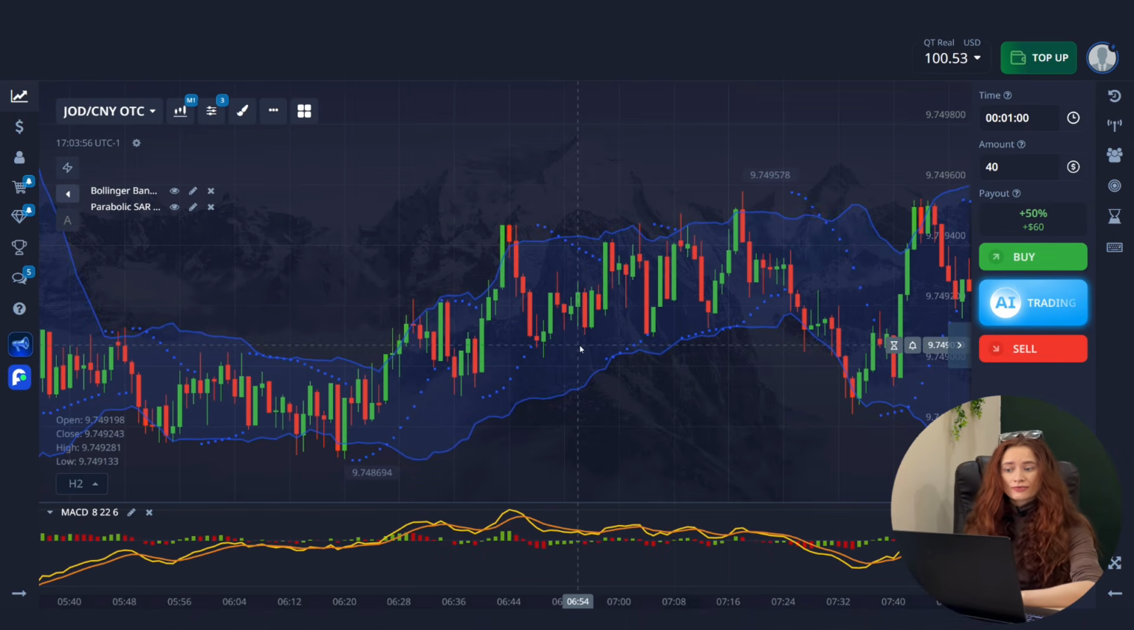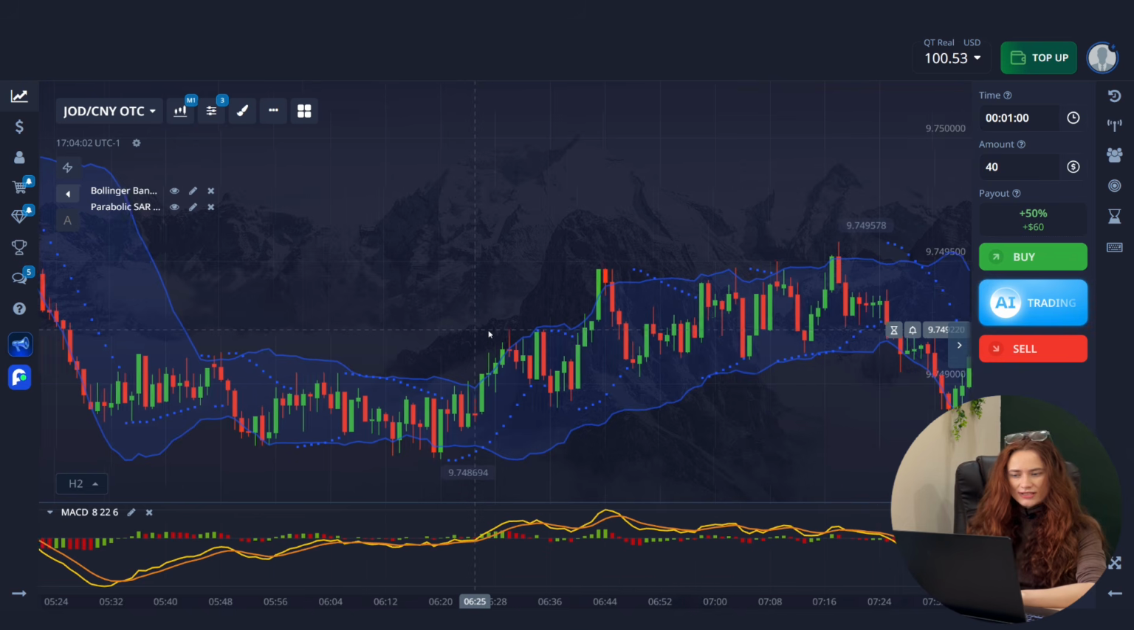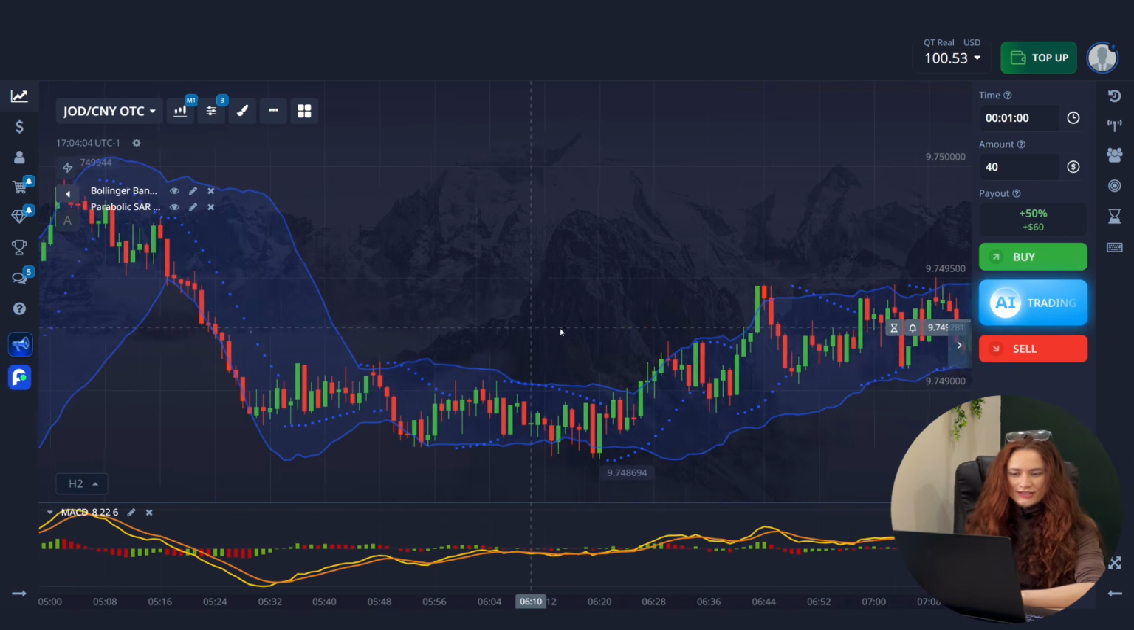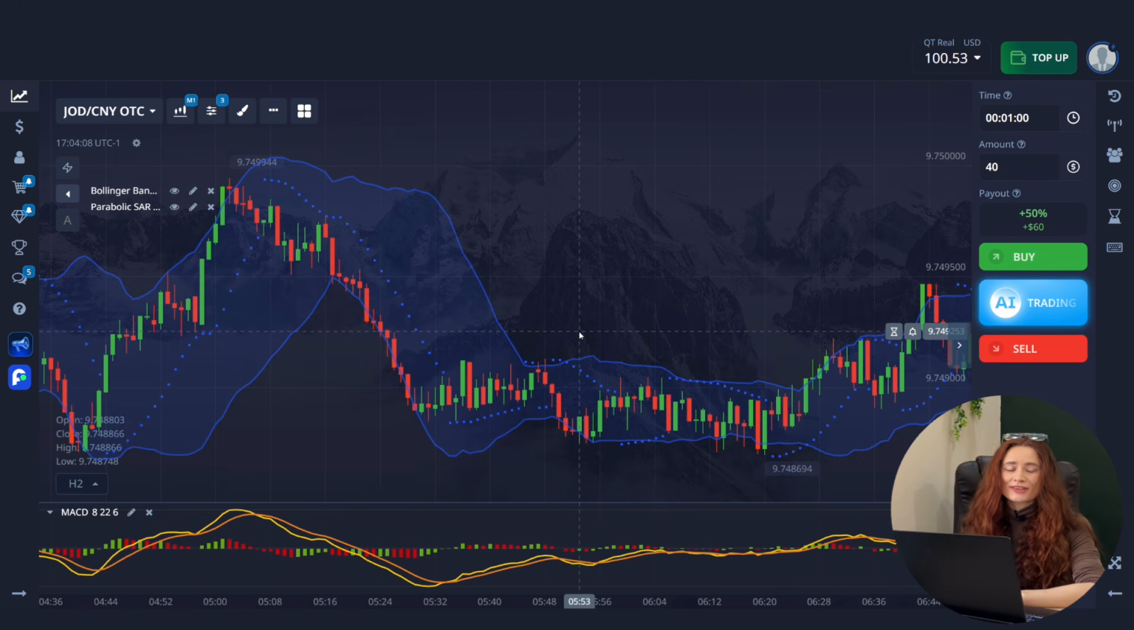So that's it. 3 tools on the screen, each with its own job. Bollinger Bands give the primary signal. Parabolic SAR confirms the direction. MACD checks the trend's strength. That's exactly the order we will use to read the market, guys.